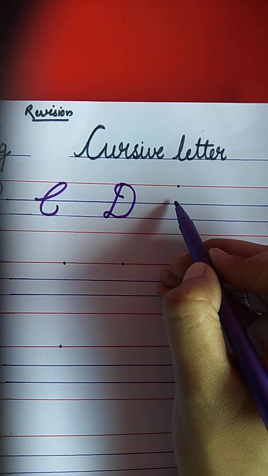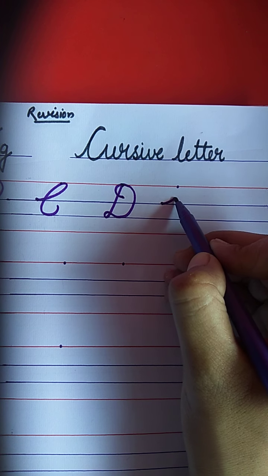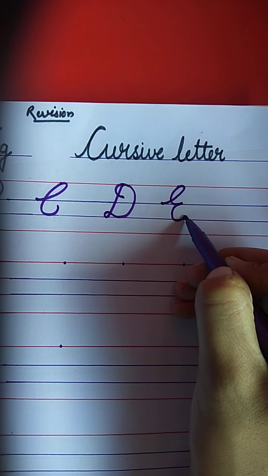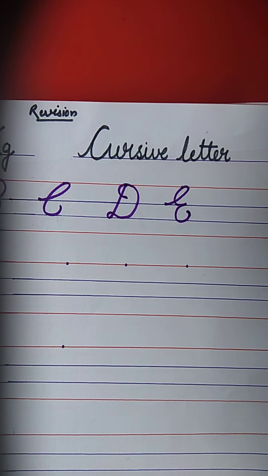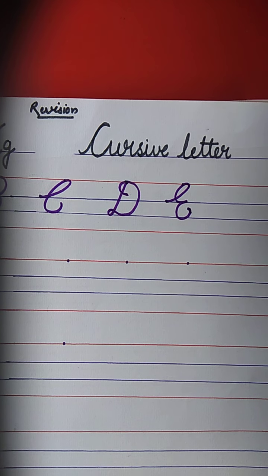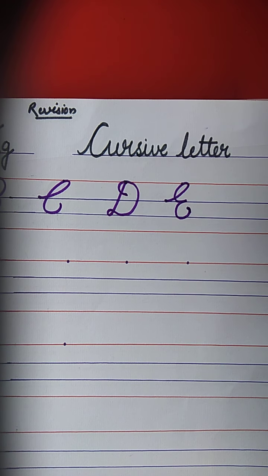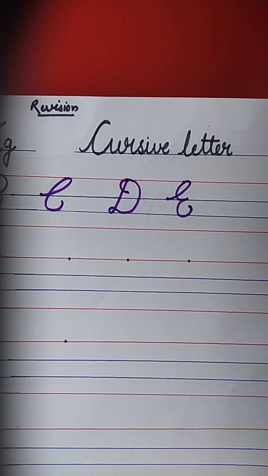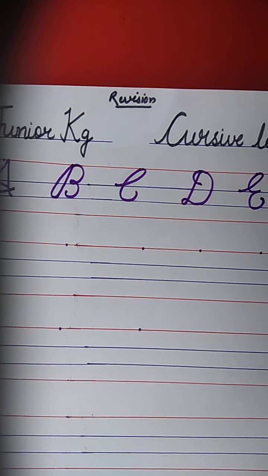E for elephant. Put your pencil on a blue line. Draw a curve, then a semicircle, one more semicircle, and stop here. This is letter E. E for elephant. What is the spelling of elephant? E L E P H A N T. Elephant. Now the next letter is F.